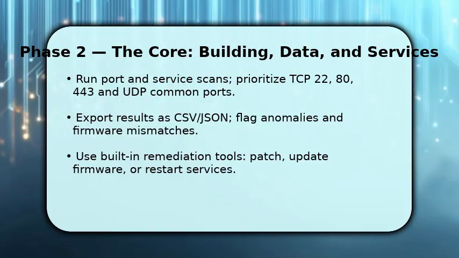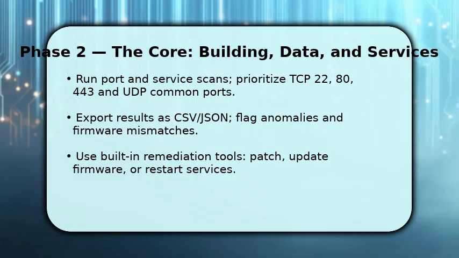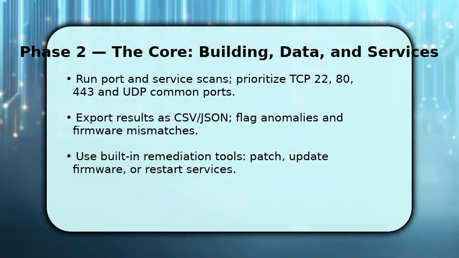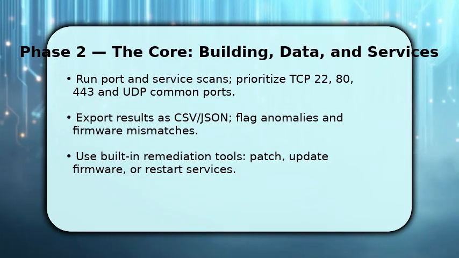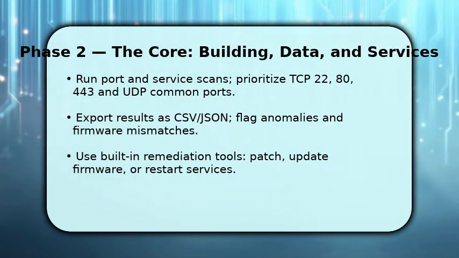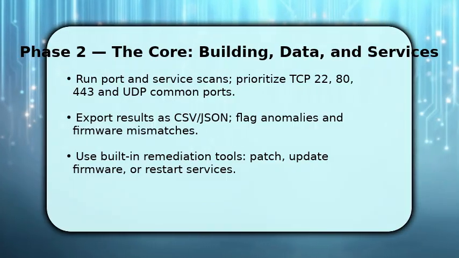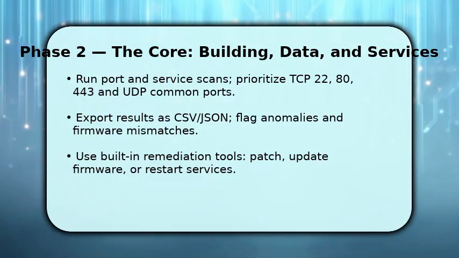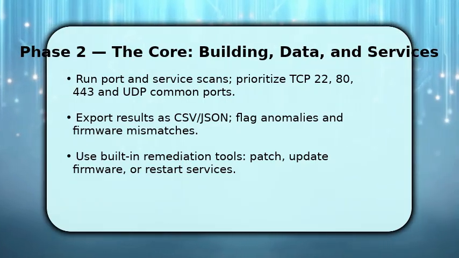Next, run focus scans, port and service sweeps that include TCP 22, 80, 443, and common UDP ports to find active endpoints. As the scanner runs, export results to CSV or JSON so you can filter by anomaly, version, or open port. Once you see mismatched firmware or unexpected services, use the toolkit's remediation actions. Apply patches, schedule firmware updates, or restart specific services to reduce attack surface.